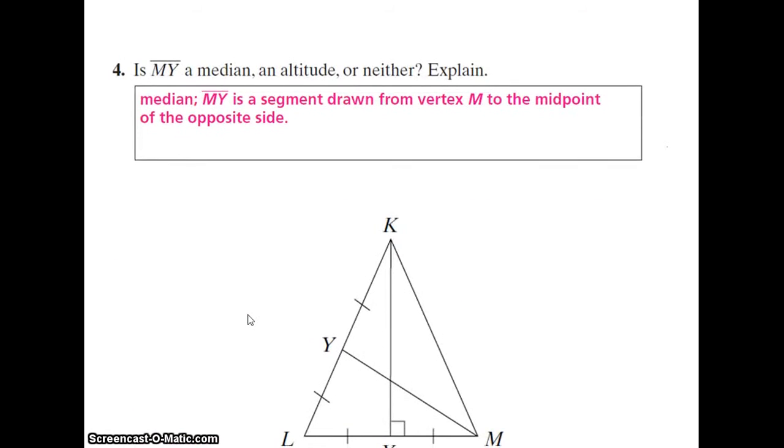Finally, is MY a median, an altitude, or neither? It is a median, because an altitude would have to form a right angle. Well, here's a right angle. This right here is an altitude. This is a median right here.